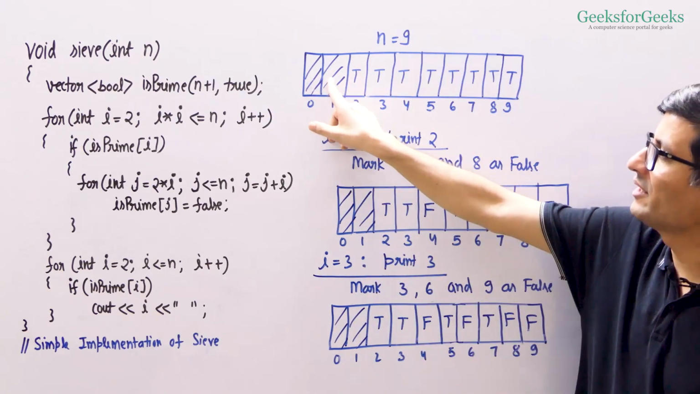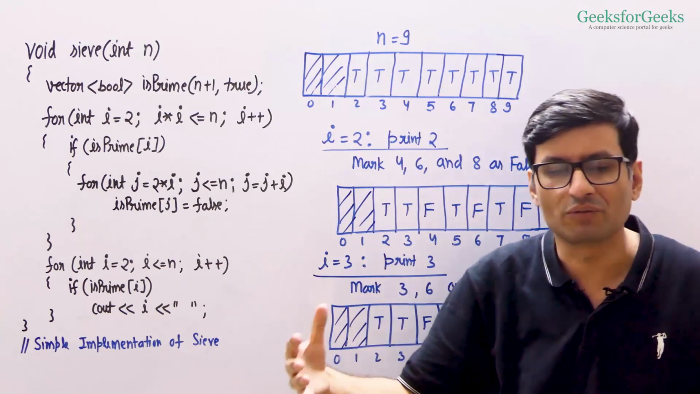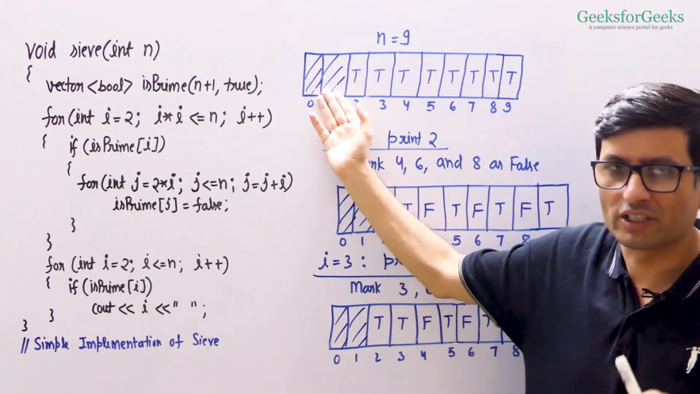So I have marked these two cells of this array as special because we are never going to access them. We don't care about the values inside them. Although they are going to be initialized as true, we don't care, we never access them.